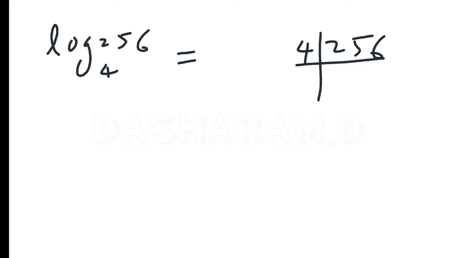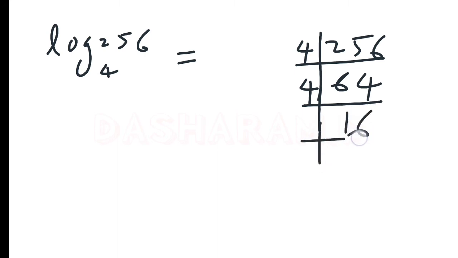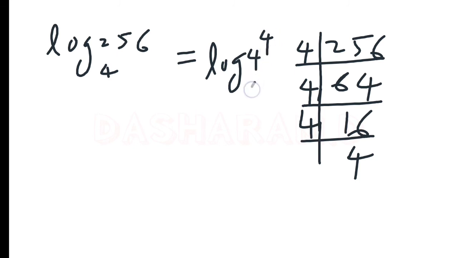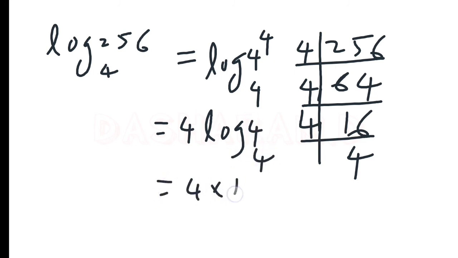4 ones are 4, 4 sixes are 24, remainder 1, 4 fours are 16. Next, again the 4 table: 4 ones are 4, remainder 2, 4 sixes are, next again the 4 table, 4 fours are 16. So log 256 can be written as log 4 to the power of 4 base 4. So same as the previous questions, the answer is 4.